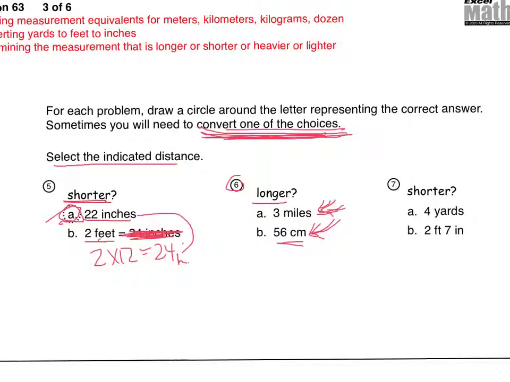So what you want to do is just think about this. 3 miles. Well, that's like when you're in your car and you're driving on the freeway, you're going to be driving for like 3 minutes to go 3 miles. That's a long way. 56 centimeters, a centimeter on your paper is about this big. It's about the width of your pinky. 56 widths of pinkies. Is that going to be longer than 3 miles? No way. That's not even close. So go ahead and circle A because that's a lot longer.